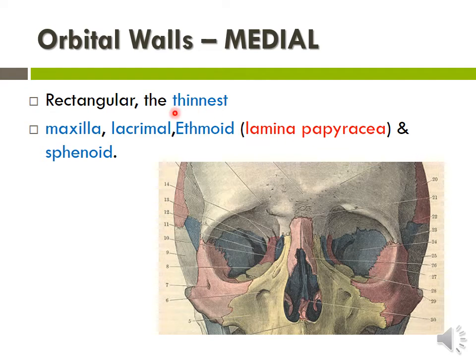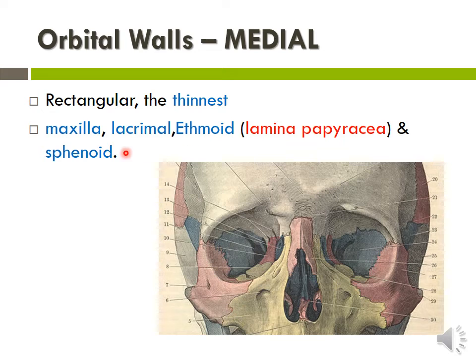This ethmoid bone has one more name. It is called lamina papyracea. Papyracea is nothing but paper. So what it says is the ethmoid bone is thin like paper. That is why the ethmoid has another name, lamina papyracea.